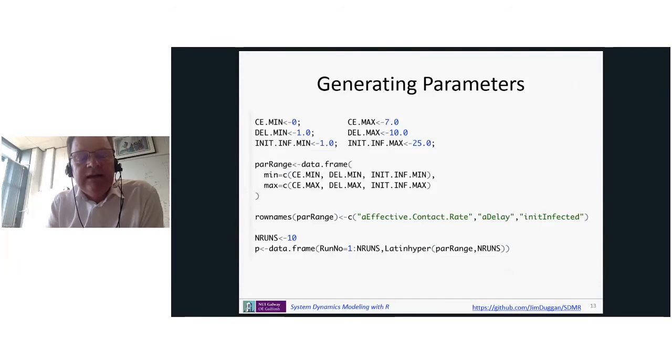So in the example here, CE stands for the effective contacts. We say the min is 0, the max is 7. DEL is the recovery delay. The min is 0 and the max is 10. And then the initial people infected in the SIR model, the min is 1, and the maximum number is 25. So what we're saying is that there are 3 parameters that we're varying, and this is the range of the parameters.